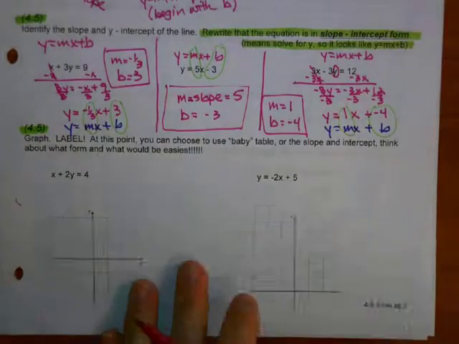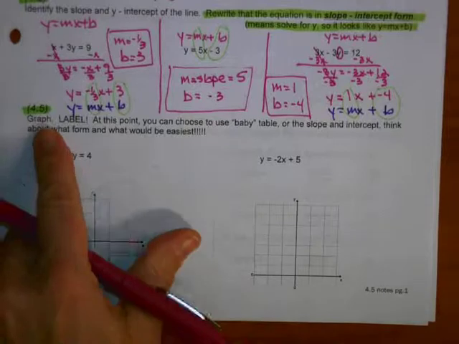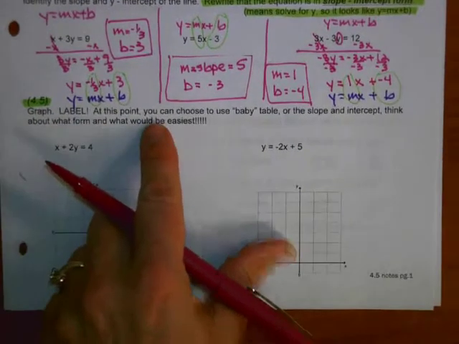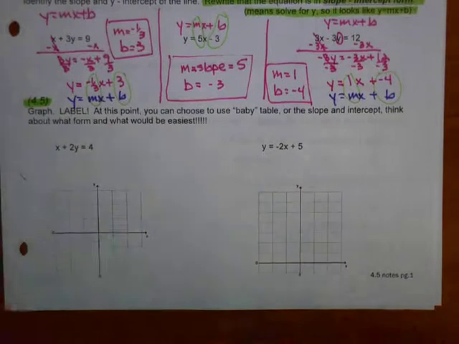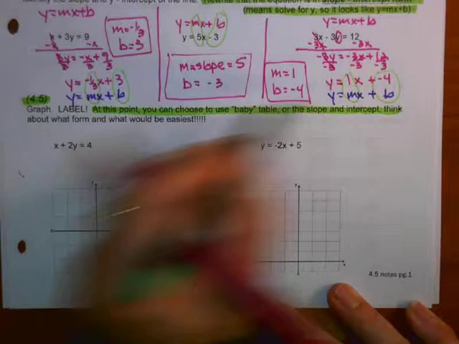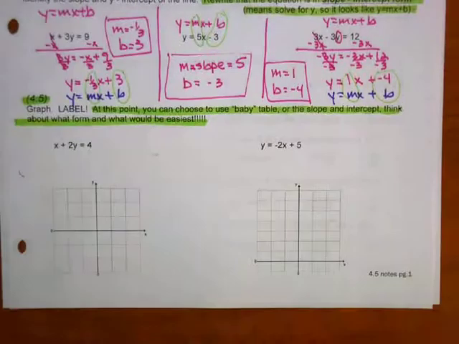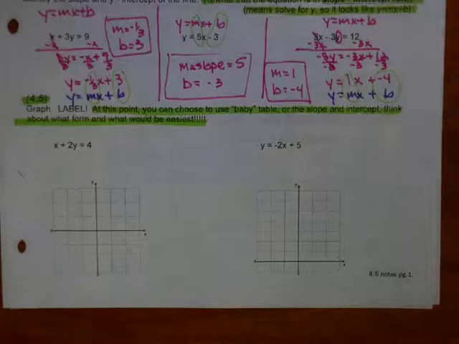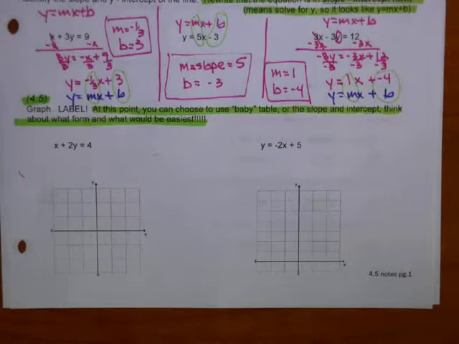If it helps. All right. Graph, label. Oh, I forgot to label last hour. At this point, you could. This is what I added in here. If you have a highlighter, good. If not, underline. At this point, you can choose to use a baby table if you have to graph, or the slope and the intercept. Think about what form it is and what would be easiest.